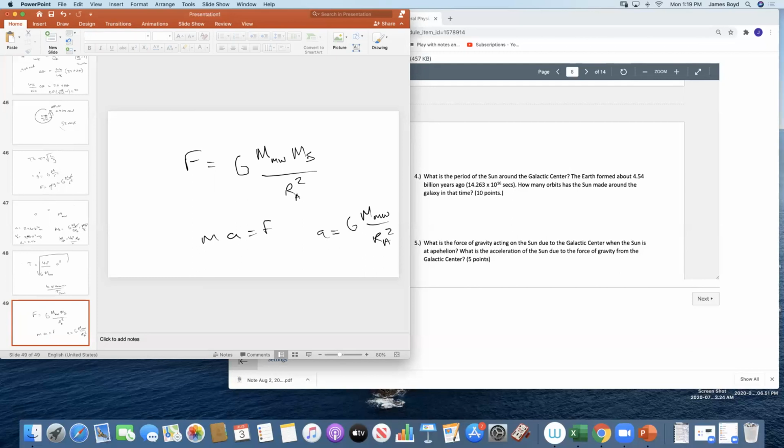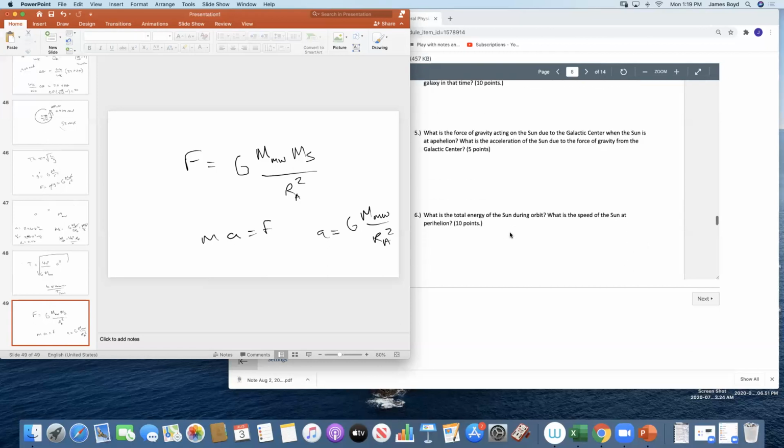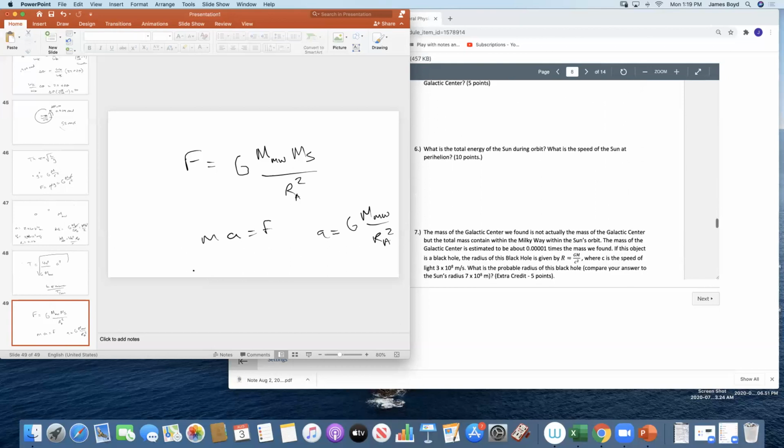That's because the mass of the sun is like 10 to the 30th kilograms. This ends up being something like 10 to the 20th newtons. If I take away the mass of the sun, I get 10 to the minus 10 meters per second squared-ish. Basically, the acceleration due to the mass of the Milky Way is almost nothing at aphelion for the sun. You can see that in the solution.